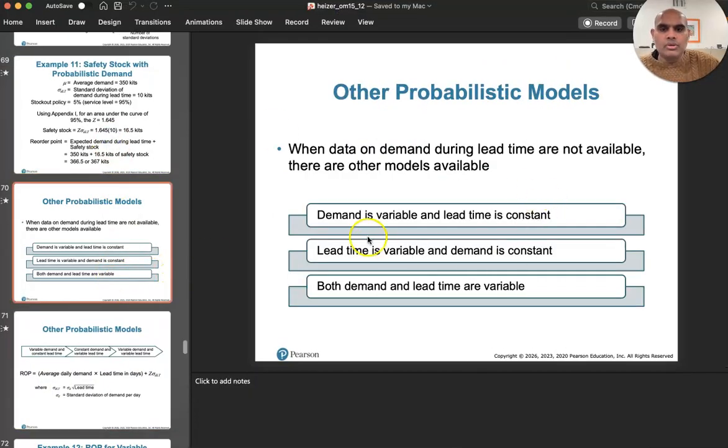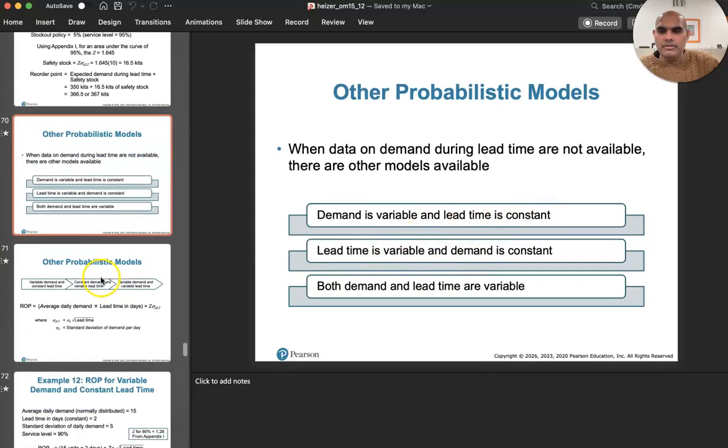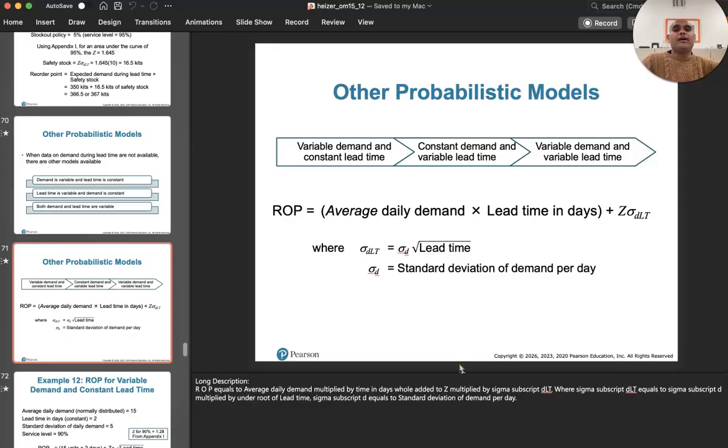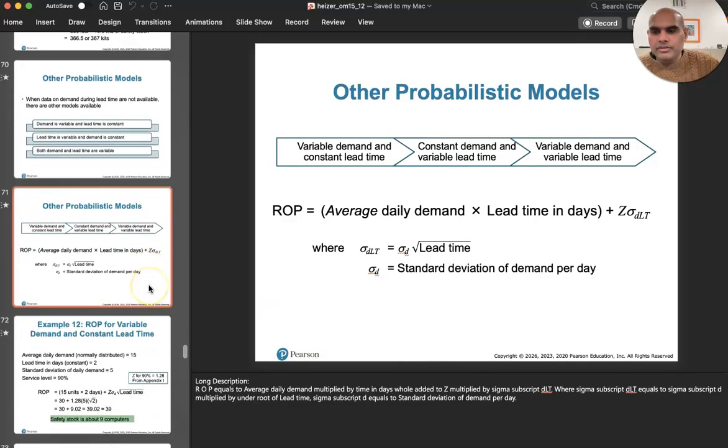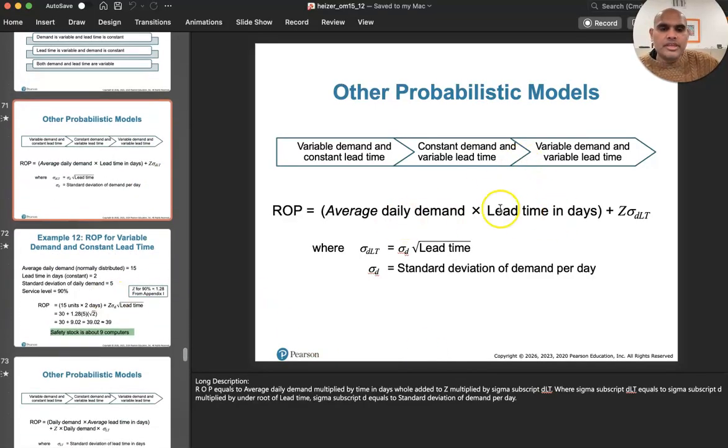So these are the ones. Demand is variable, lead time is constant. We looked at that example. We can also look at a case where lead time is variable, but demand is fixed. So lead time is different, but demand is fixed. And then both demand and lead time are variable. So let's look at all three models. We looked at the case when demand is variable, lead time is fixed. Let's look at the case where lead time is variable and demand is fixed.